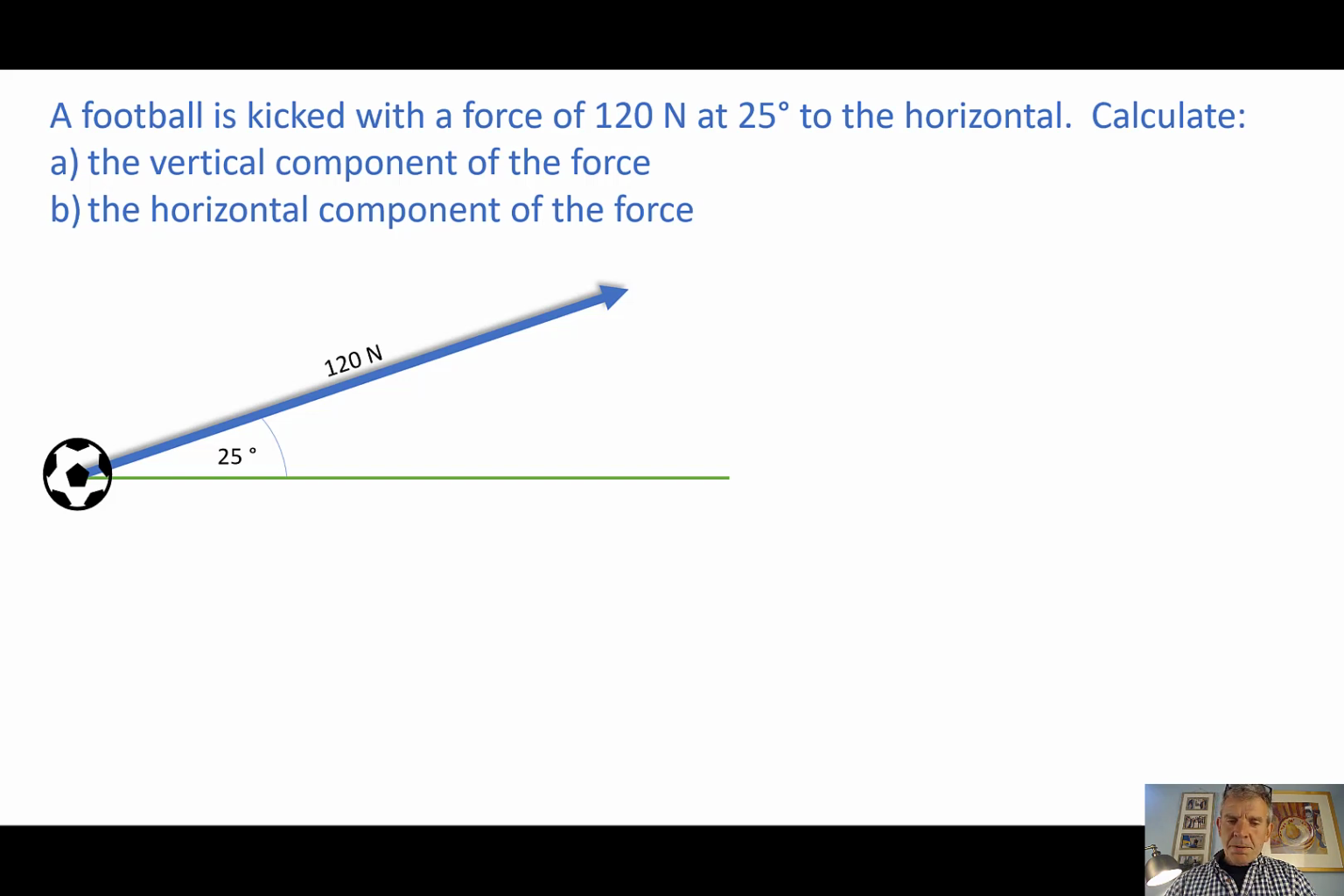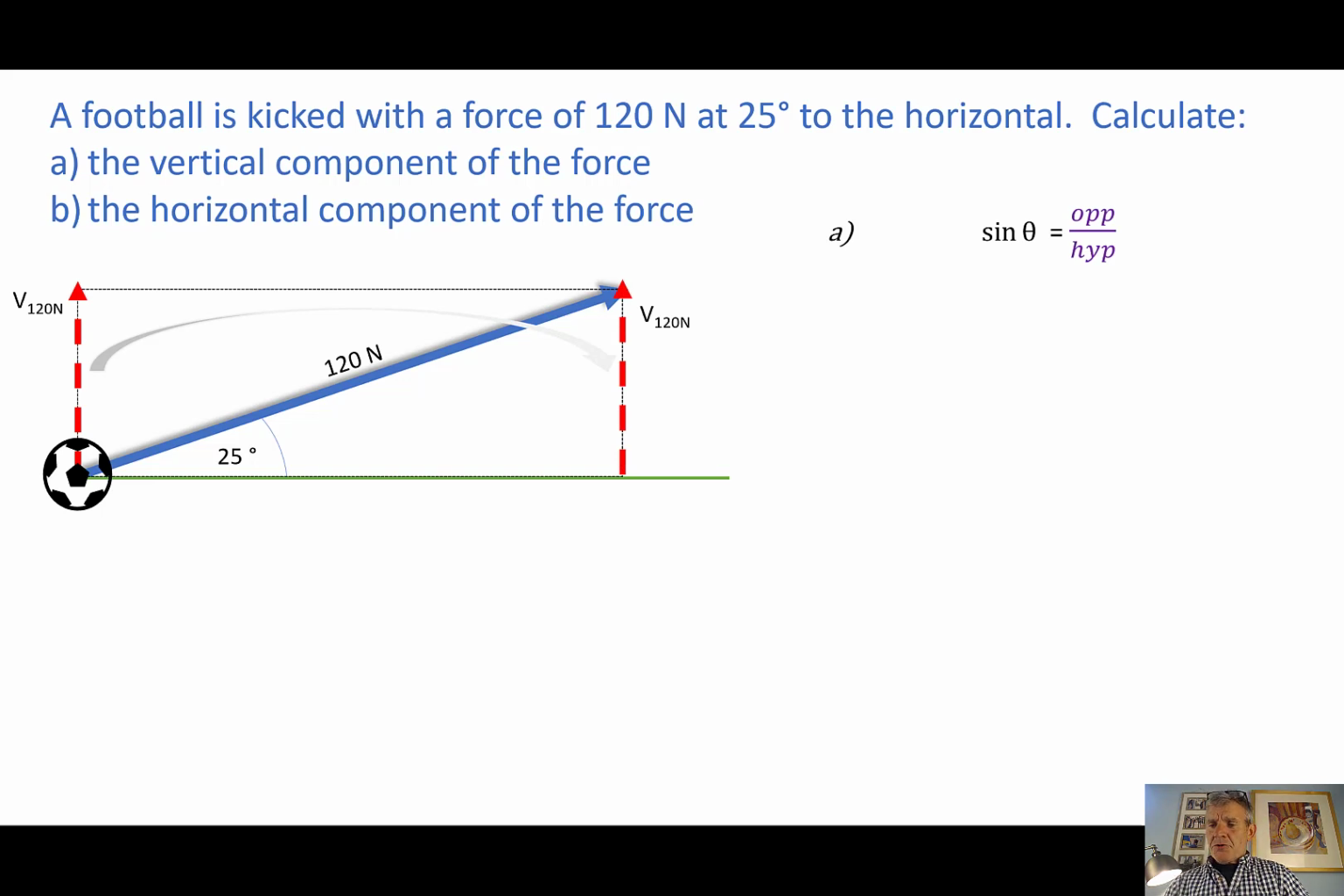To work out the perpendicular components, we first draw a rectangle around the force so that the force is a diagonal across the rectangle. The red dotted line represents the vertical component of the force, which is the same length as the line on the opposite side, and we'll call that V120.